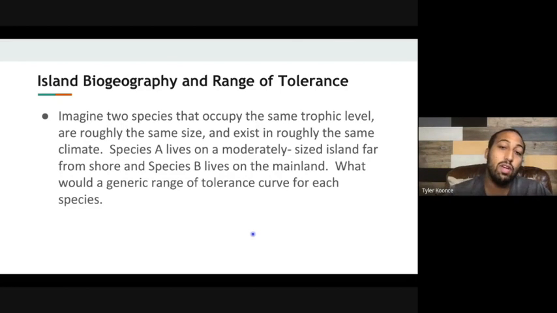So with the curves that you made, hopefully you could say, okay, if it's the same trophic level, they're the same size, and roughly the same climate, maybe you can get keen on the climate and say their range of tolerance would be mostly the same because of all these similarities. It doesn't really matter that species B is on the mainland and species A is on a moderately sized island. Something like climate, if they're the same, their ranges of tolerance could look the same theoretically.